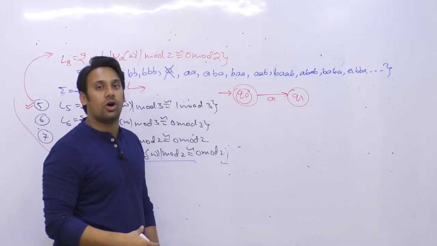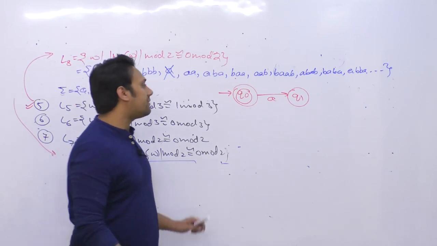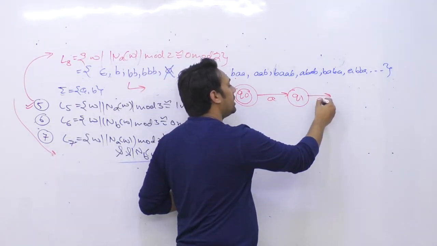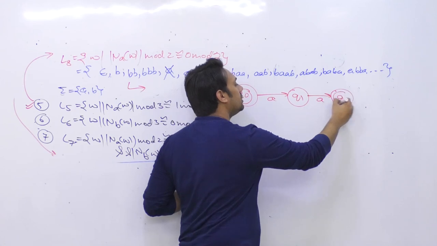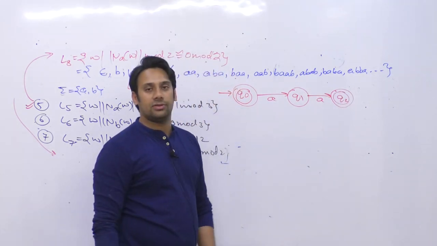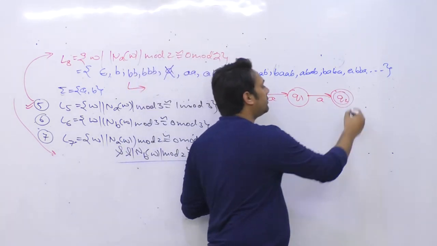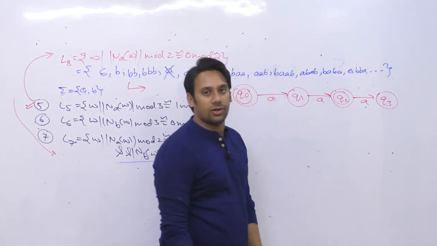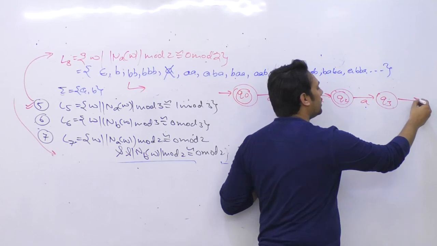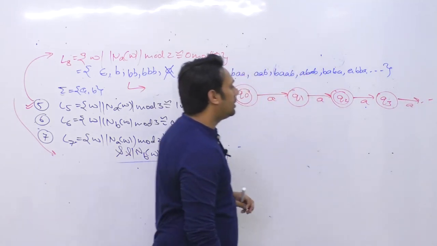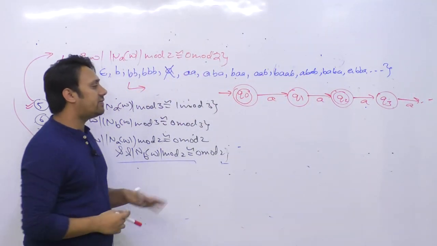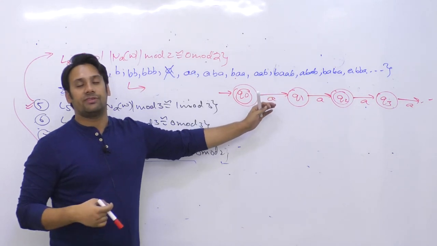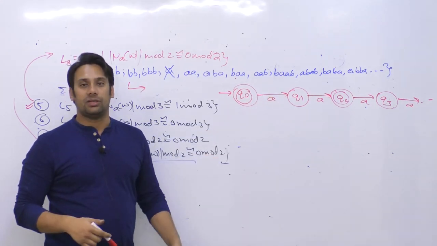Now the number of A's has become odd. Again, if I get one more A, I will go to the state Q2 because the number of A's is even. If I get one more A, I'll go to the state Q3, where the number of A's is odd. If I get one more A, and so on. But you can clearly see, I have just specified what to do if A comes; I have not specified what happens if we have a B.